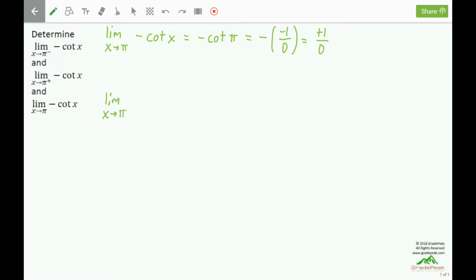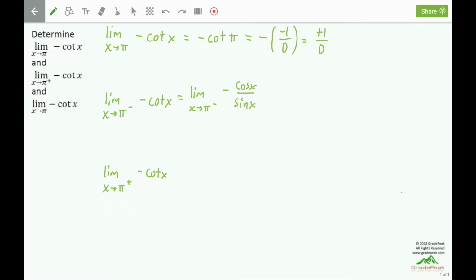We have the left-sided limit indicated by the negative superscript on the pi. And the right-sided limit indicated by the positive superscript on the pi. Let's start with the left-sided limit. The first thing to do is rewrite the trig function so we can see what is making 0 in the denominator. This will be the negative of the cotangent of x is the cosine of x divided by the sine of x.